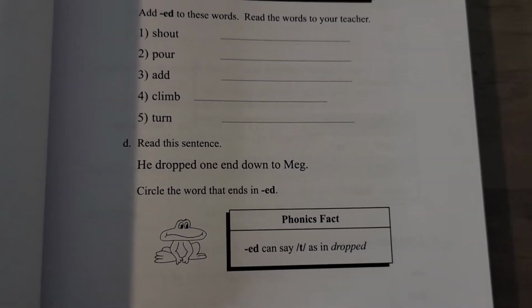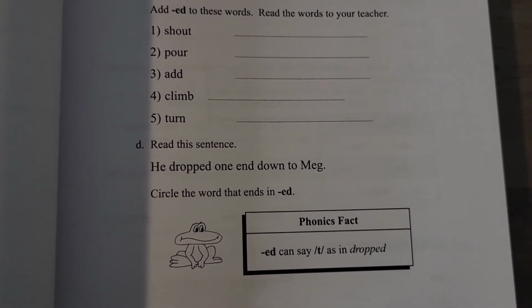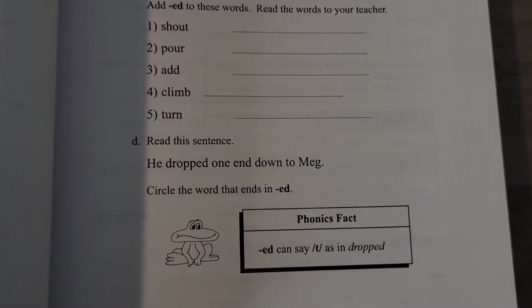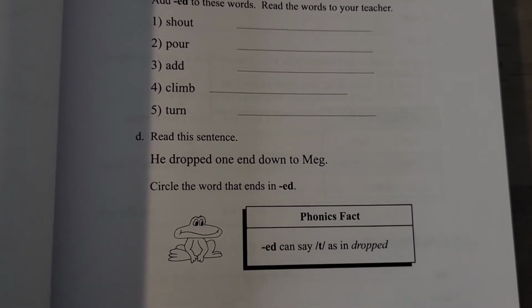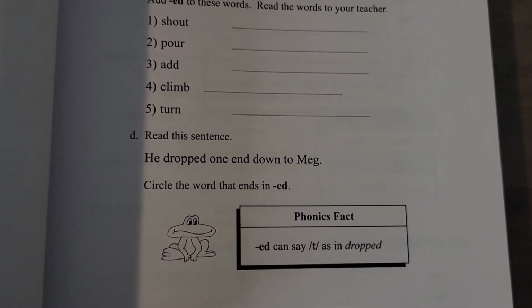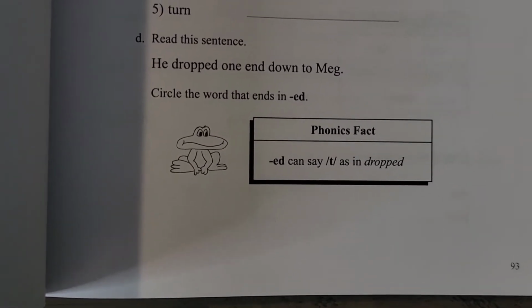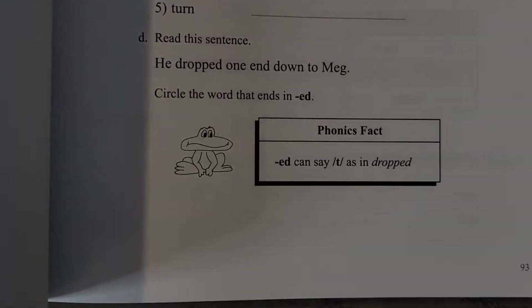And then letter D, have them read the sentence, or you can read the sentence. He dropped the end down to Meg, and again circle the words that end in ED, with this phonics fact being the ED can say t, as in dropped.